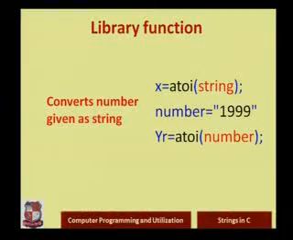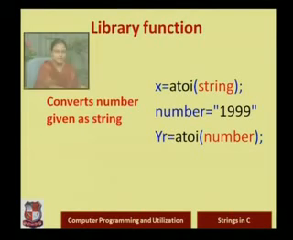As a character it does not have any significance, so I want to use it as a number. In that case, what is possible? I can use one library function that converts a number given as a string to its equivalent numeric value. So I can use the atoi function, alphabet to integer. You can remember it like this, alphanumeric to integer, right? So x will have the equivalent value of the string that is in the form of a number.